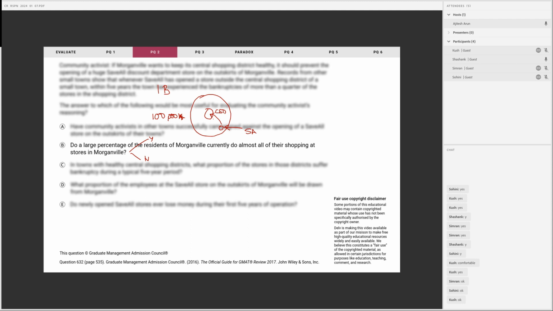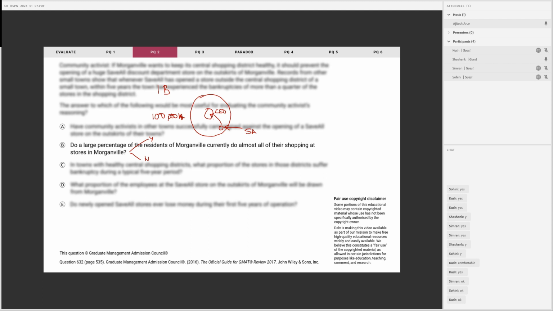So whatever the revenue is, maybe it's a small amount, maybe it's a large amount, we still need to understand what impact Save All will have on that. And that's what option B does not tell us. B just says, okay, I'll give you this information. Do a large percentage do their shopping in Morganville or do they not do their shopping in Morganville? But is Save All going to affect the central shopping district? That's still missing in option B.